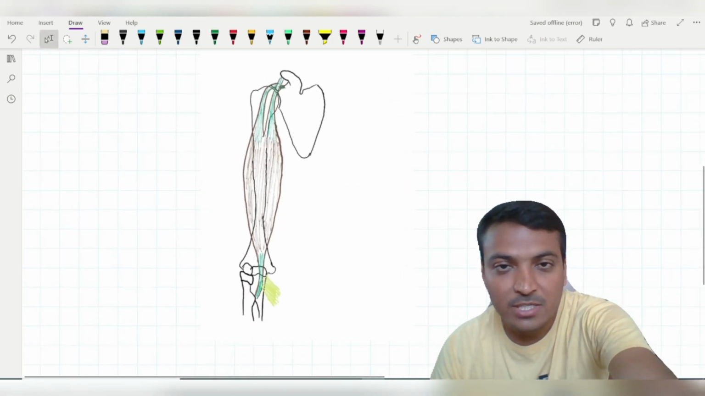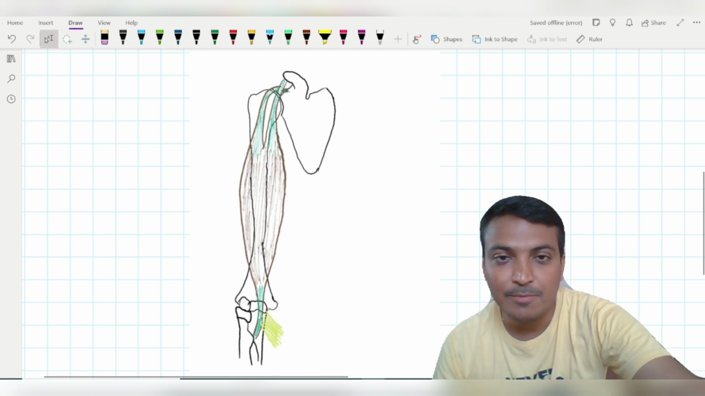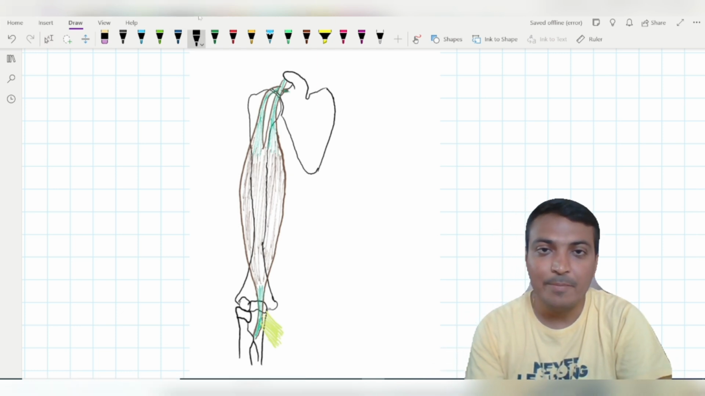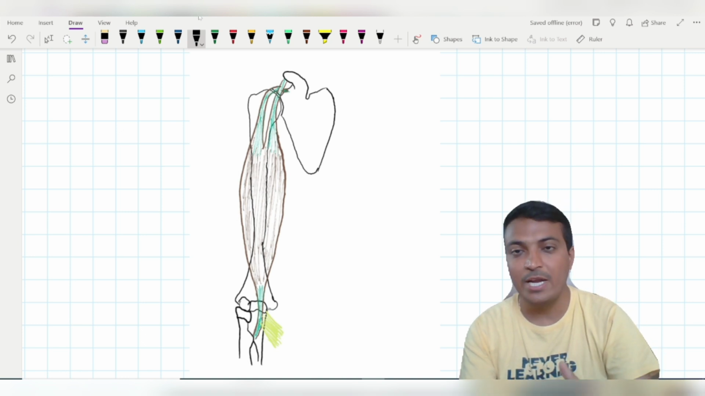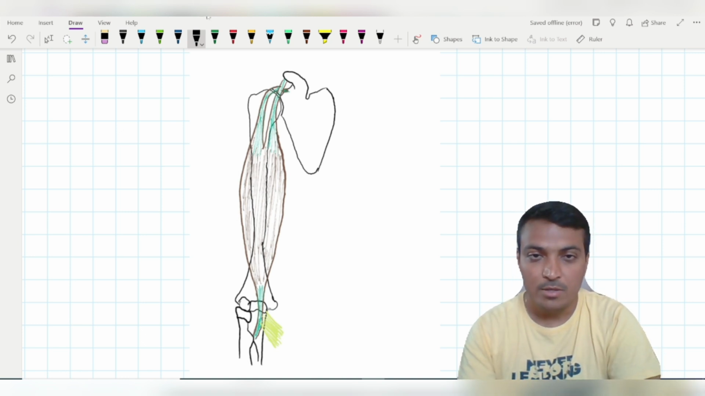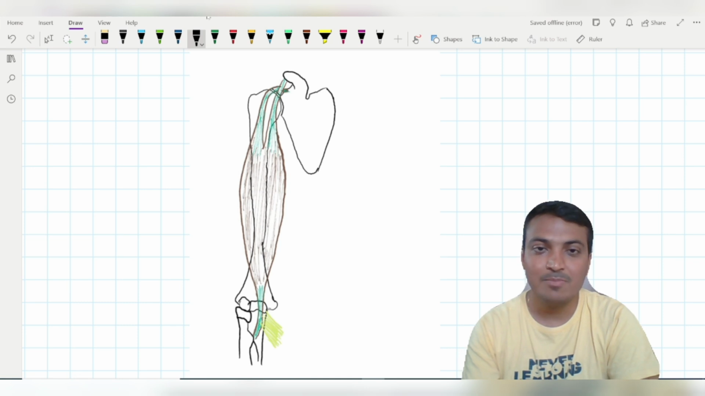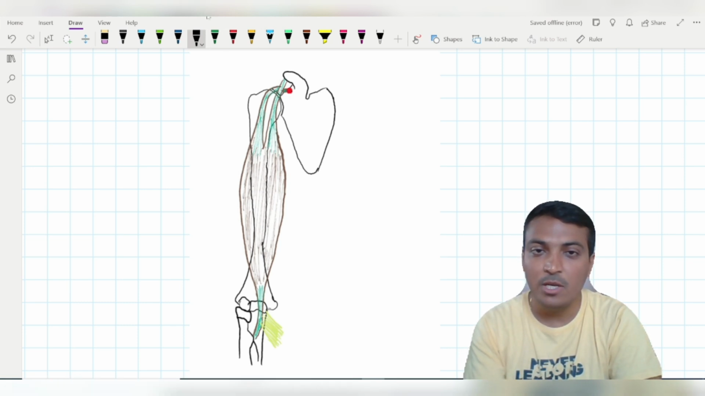So here this one is the schematic figure of the biceps brachii, and here we can appreciate that the muscle is going to arise by two heads as the name suggests. One is the short head and one is the long head. So let's see the origin of this biceps brachii. This particular point is the origin of the long head of the biceps brachii muscle.